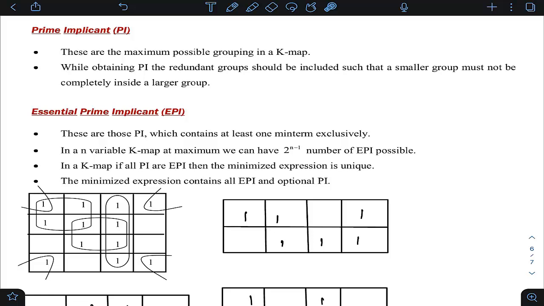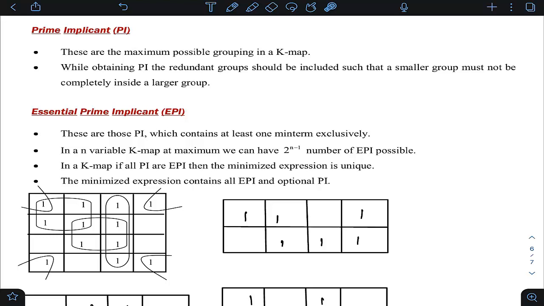Let us try to understand the concept of prime implicants and essential prime implicants. To have a good understanding of the concept of PI and EPI, you should have a good grip on how to do the grouping in a K-map. If you observe the previous year GATE questions, there are a good number of questions from these particular concepts.